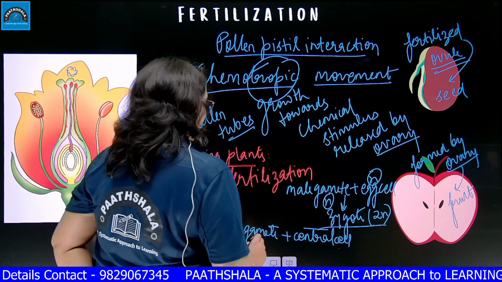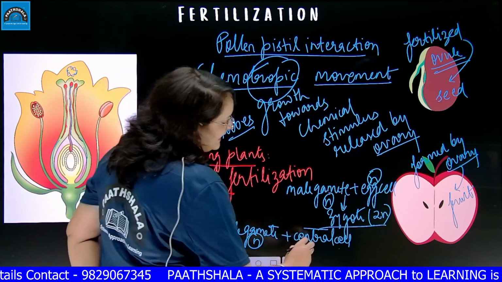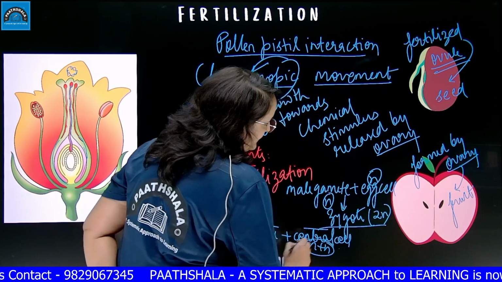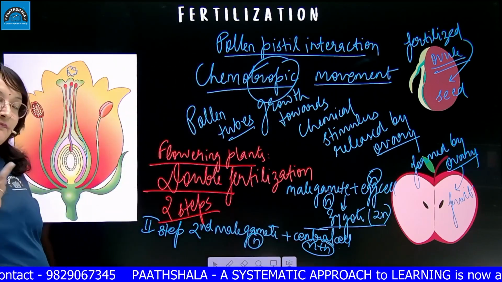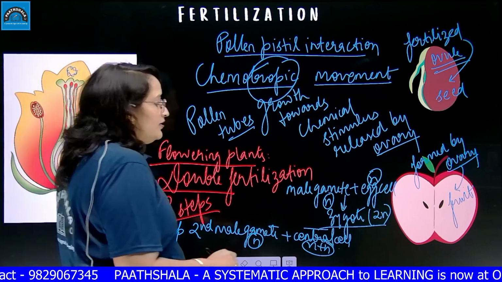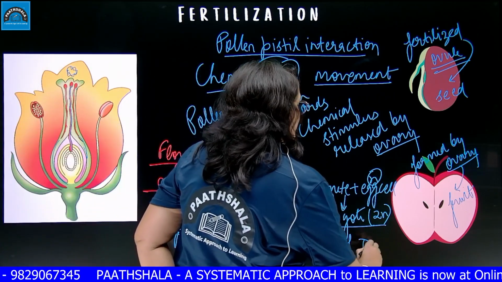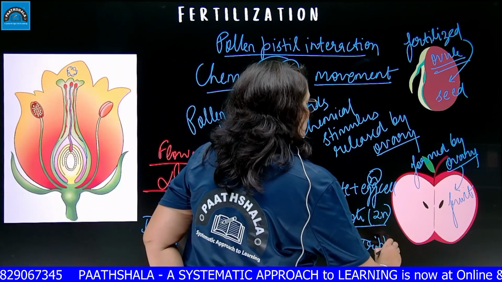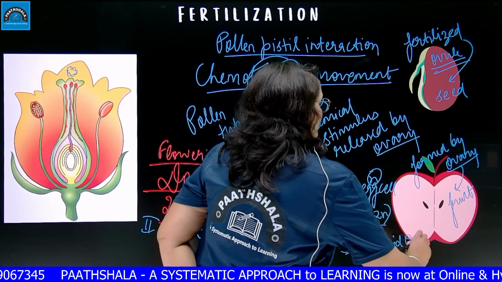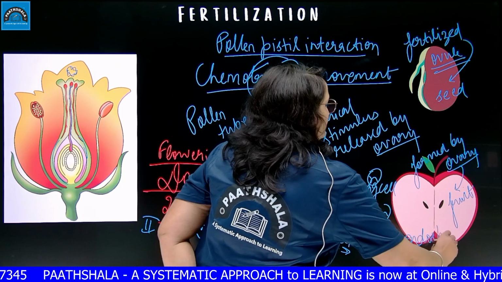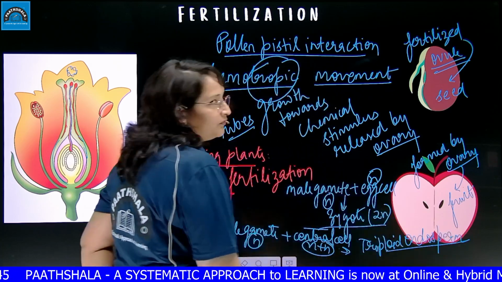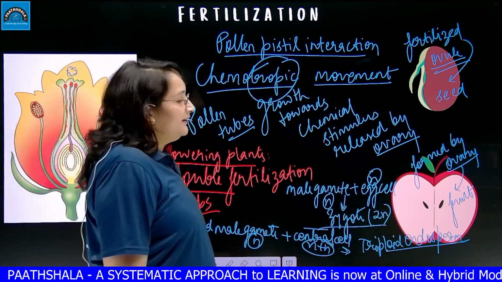So what happened? N from the male gamete, N plus N from the central cell, N plus N plus N, 3N are there. So it forms the triploid structure which is known as endosperm. By second fertilization, endosperm is formed. Okay, let's summarize it.